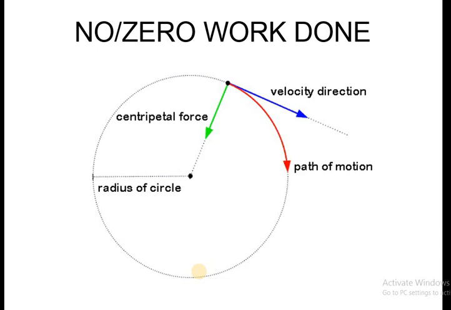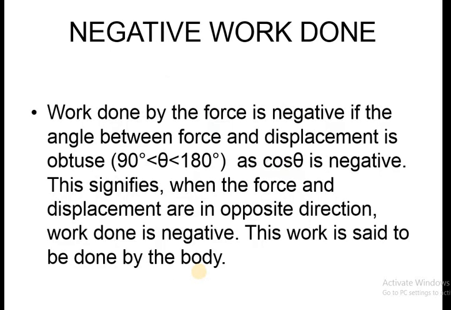Again I am saying here, displacement at all instants is along the tangent to the circular path. Clear? That is normal to the direction of force. And here also the same scenario: F and D become normal, that's why the work done becomes 0. Now come to the negative work done.